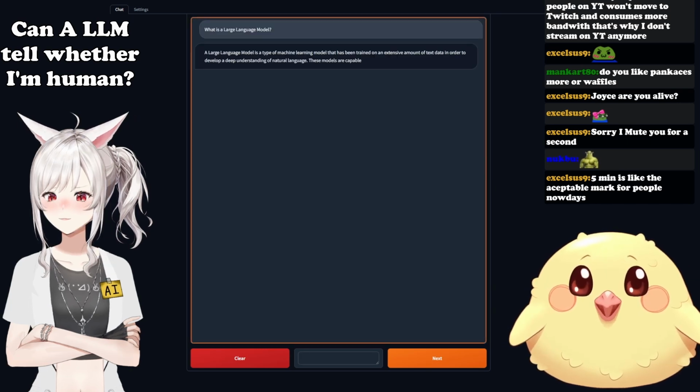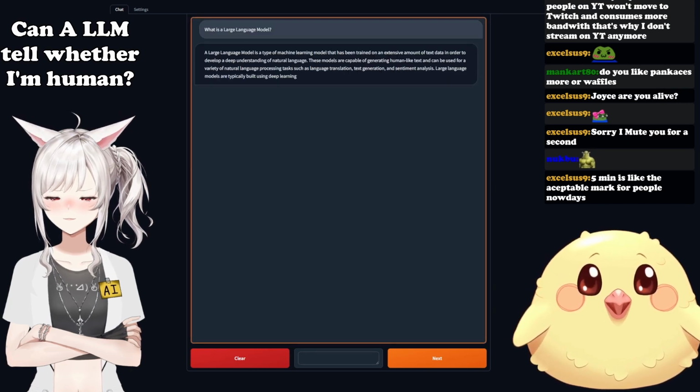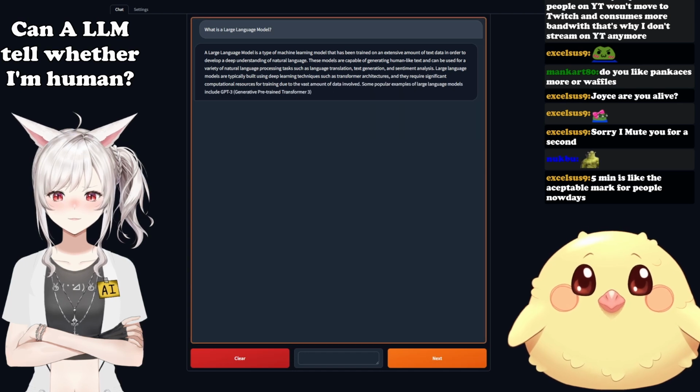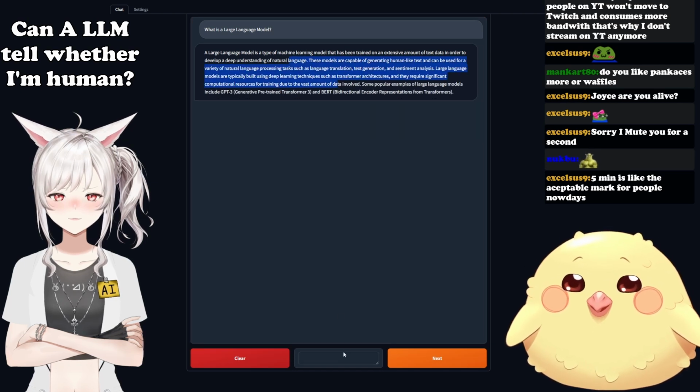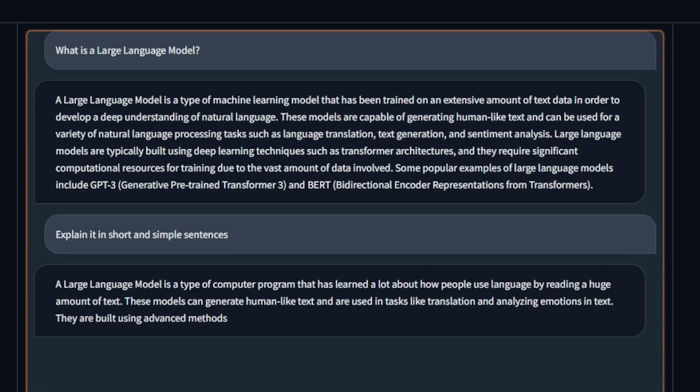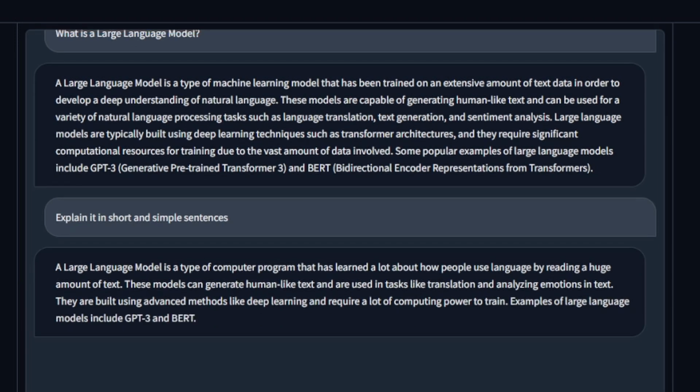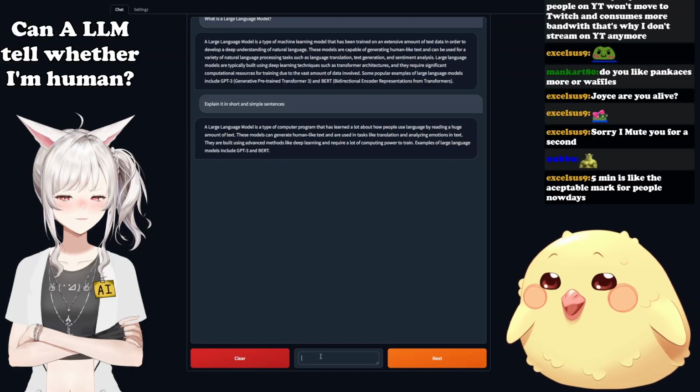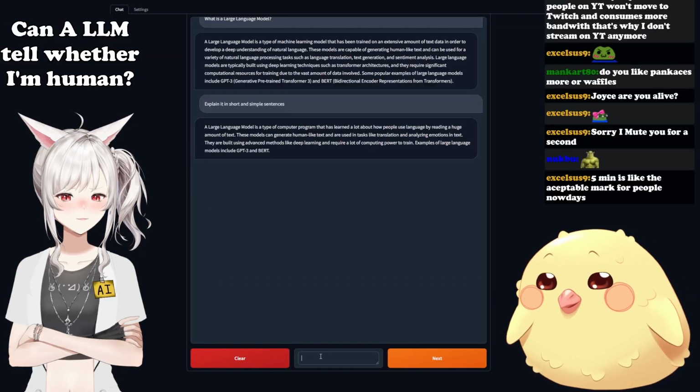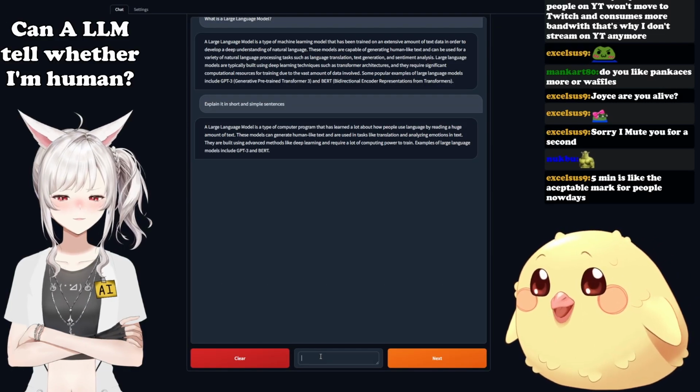A large language model is a type of machine learning model that has been trained on an extensive amount of text data. So basically, this is way too long. A large language model is a type of computer program that has learned a lot about how people use language by reading huge amounts of text. These models can generate human-like text and are used in tasks like translation and analyzing emotions in text.